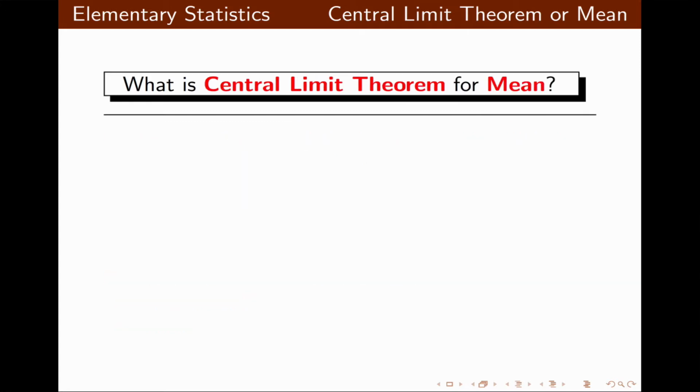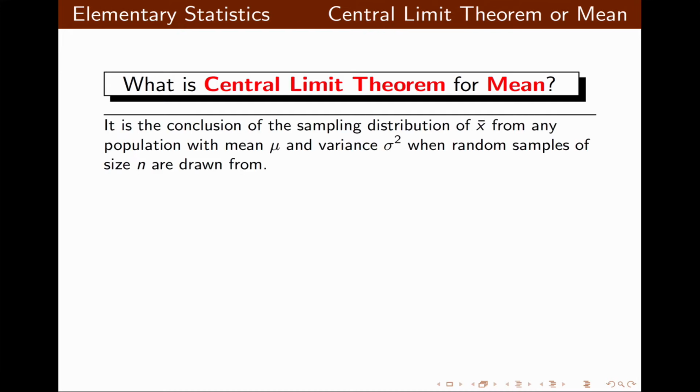In this lecture, we're going to specifically talk about central limit theorem for mean. It is a conclusion of a sampling distribution of x bar from any population that has a mean of mu and a variance of sigma squared when we take random samples of size n.